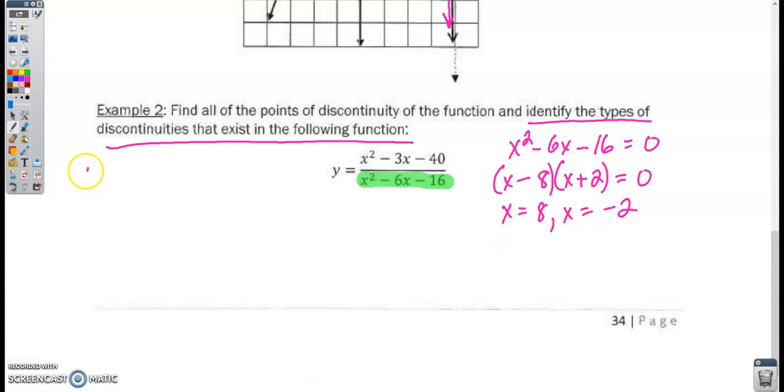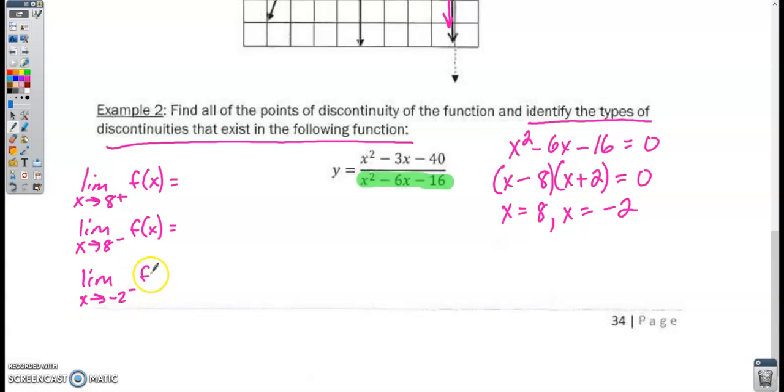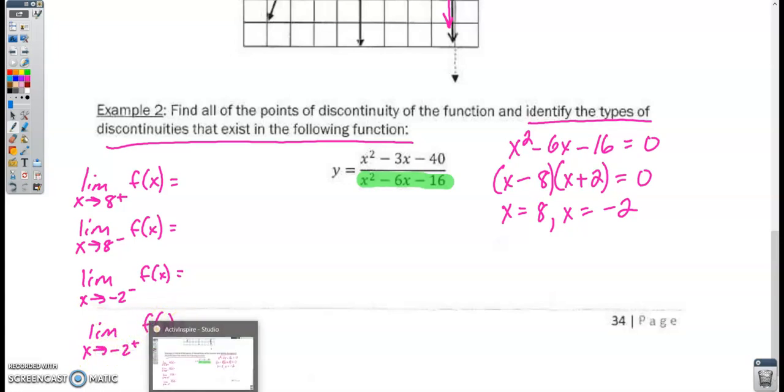So what I'm going to do is look at the limit as x approaches both of these values from the left and the right. I'm going to abbreviate with f of x here just to save myself from rewriting that whole function in my notation. It's probably going to be easiest to examine what happens with these limits quickly by just making ourselves a quick table of values on our calculator. So that's what I'm going to do.